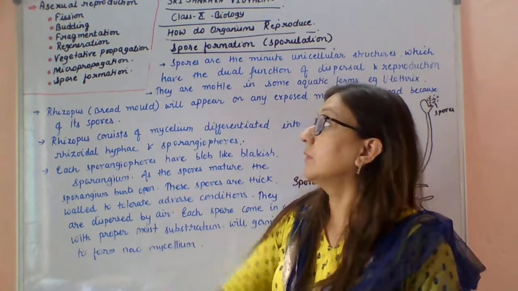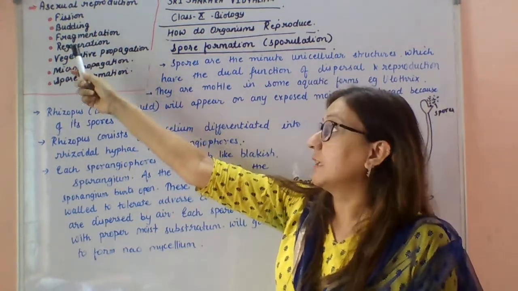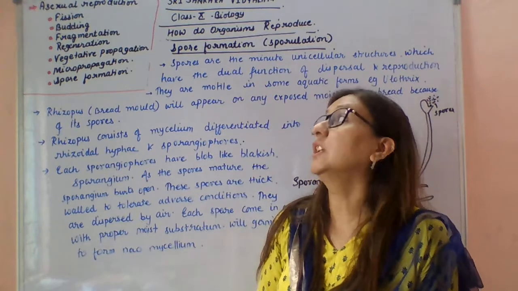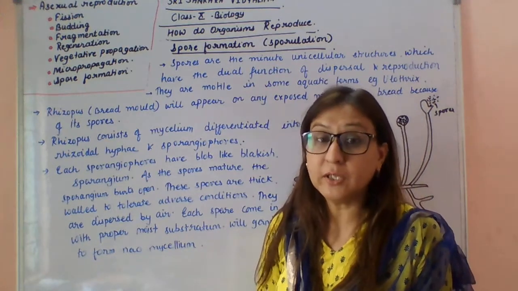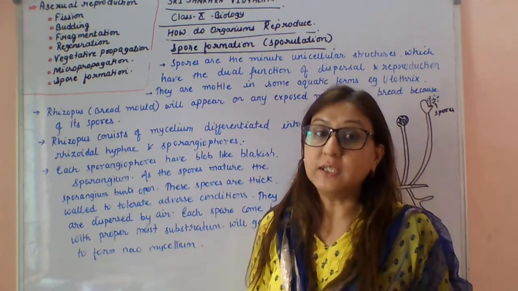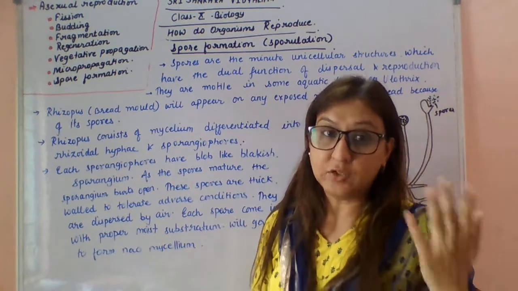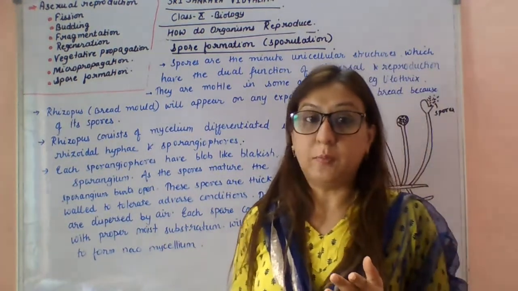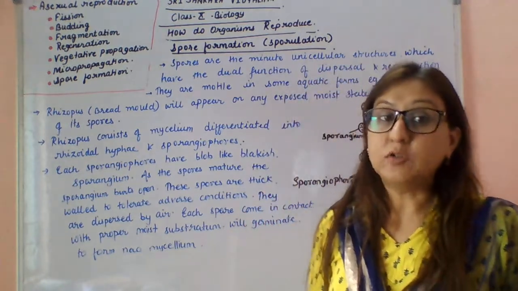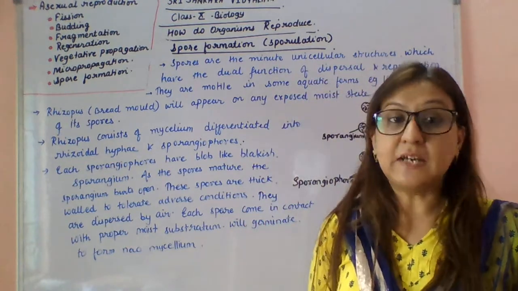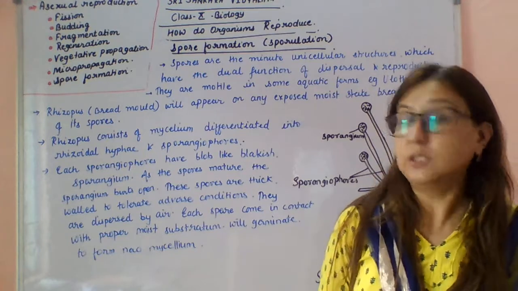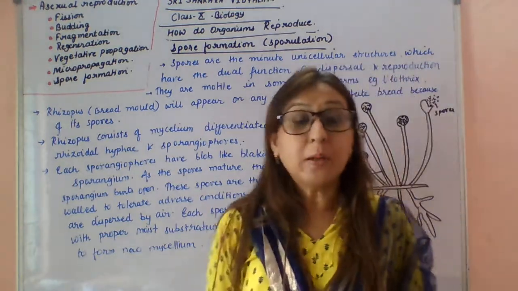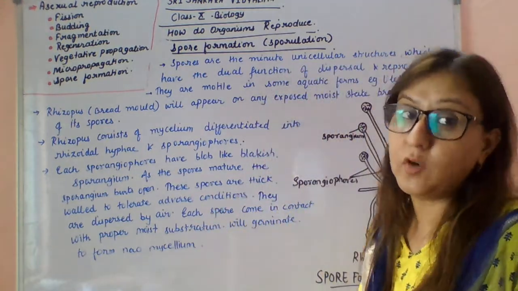In this topic we studied fission, budding, fragmentation, regeneration, and vegetative propagation. In vegetative propagation, in the last class I taught you about natural and artificial vegetative propagation, and then we discussed the advantages and disadvantages of vegetative propagation. So the last topic of asexual mode of reproduction is spore formation.